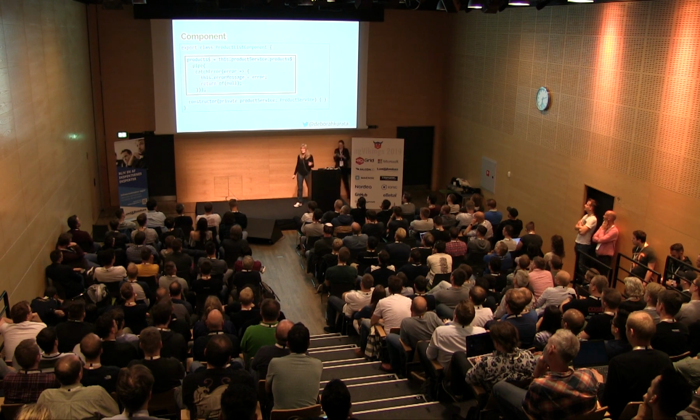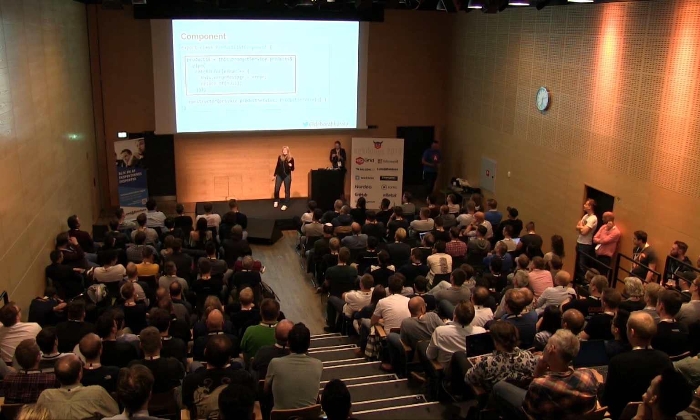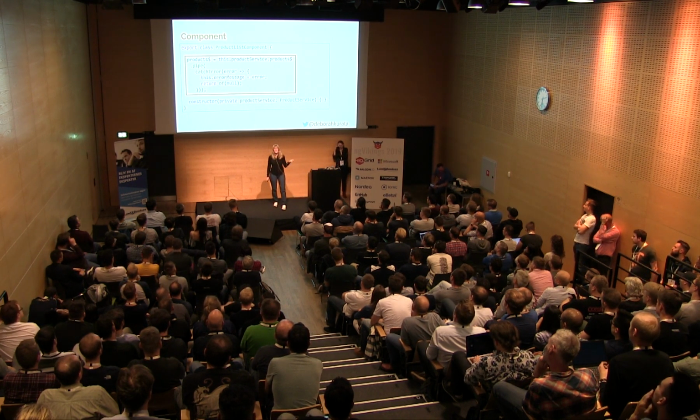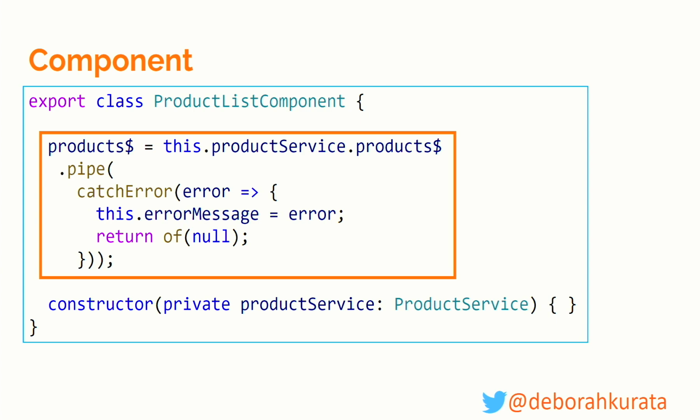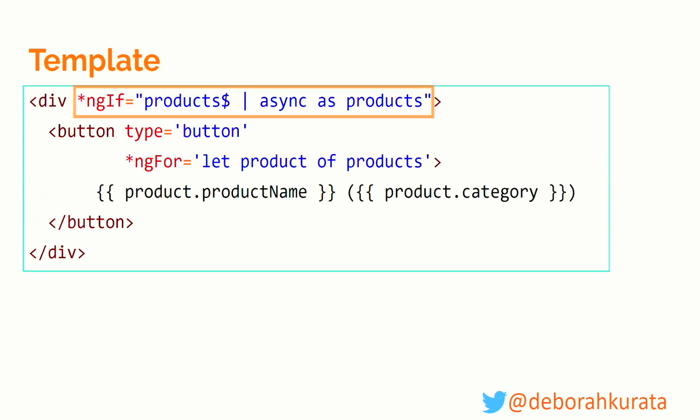Okay, so now that we have a products$ here in our component, we're going to have to bind to that instead of our products array. So we do that using the async pipe. The async pipe does several things for us. First of all, it automatically subscribes when the template is loaded, and it automatically unsubscribes when we leave the component, when the component is destroyed.